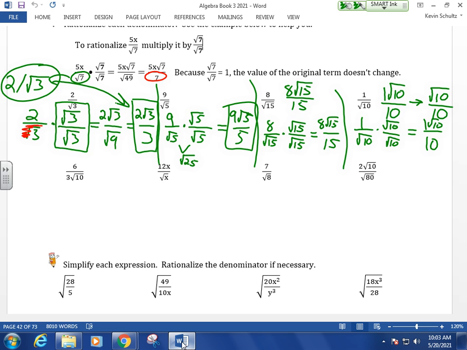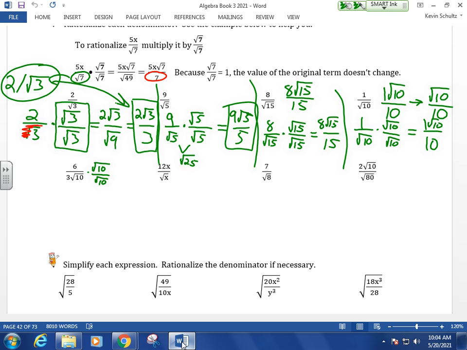Okay. So let's look at the second row. 6 over 3 root 10. Now, that 3 in that denominator, it's actually not a problem, right? Because 3 is a rational number in and of itself. So if you want to multiply first, you could just go and straight away multiply by root 10 over root 10. What else could you do to start this?